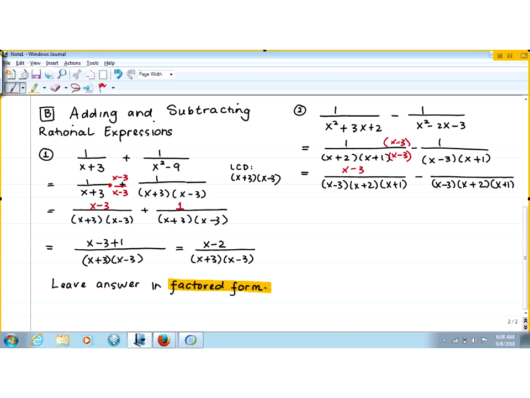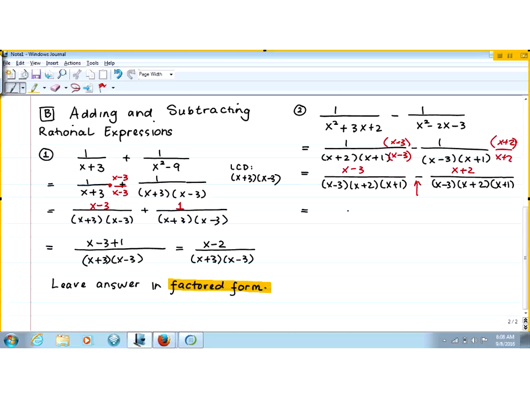So here you have 1 times x minus 3. That's why it is x minus 3. What's missing on the second one? X plus 2. So negative 1 times x plus 2 is x plus 2. But remember, this is negative. So you have to be careful, this is negative. This negative applies to x plus 2.